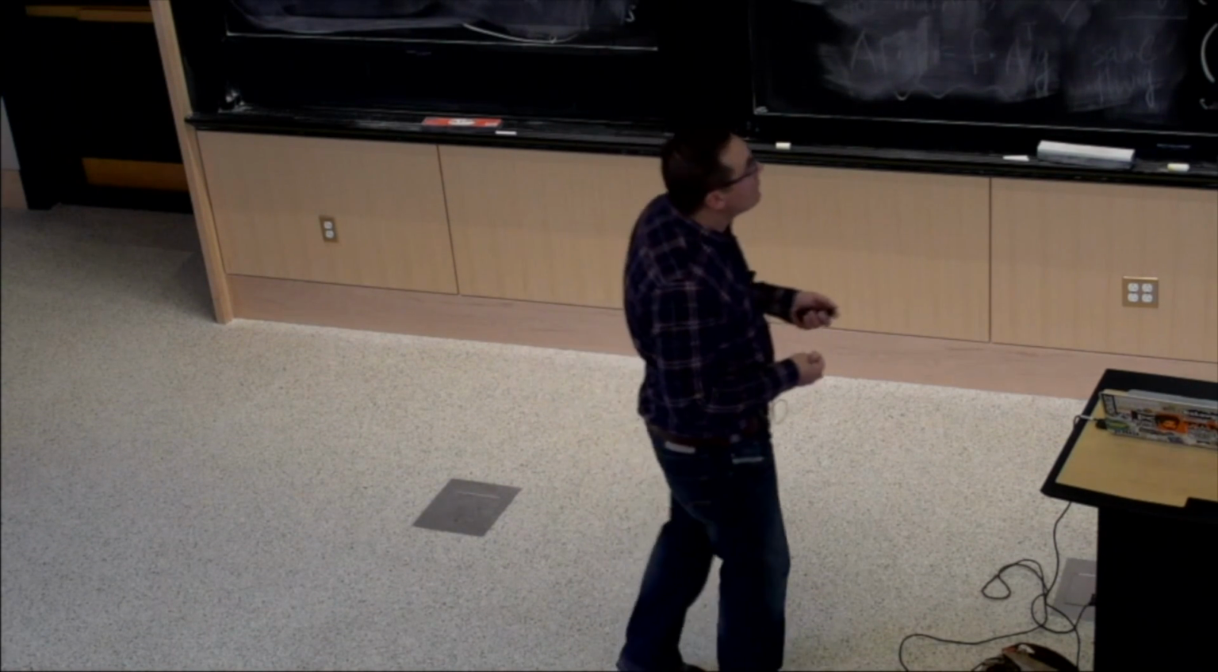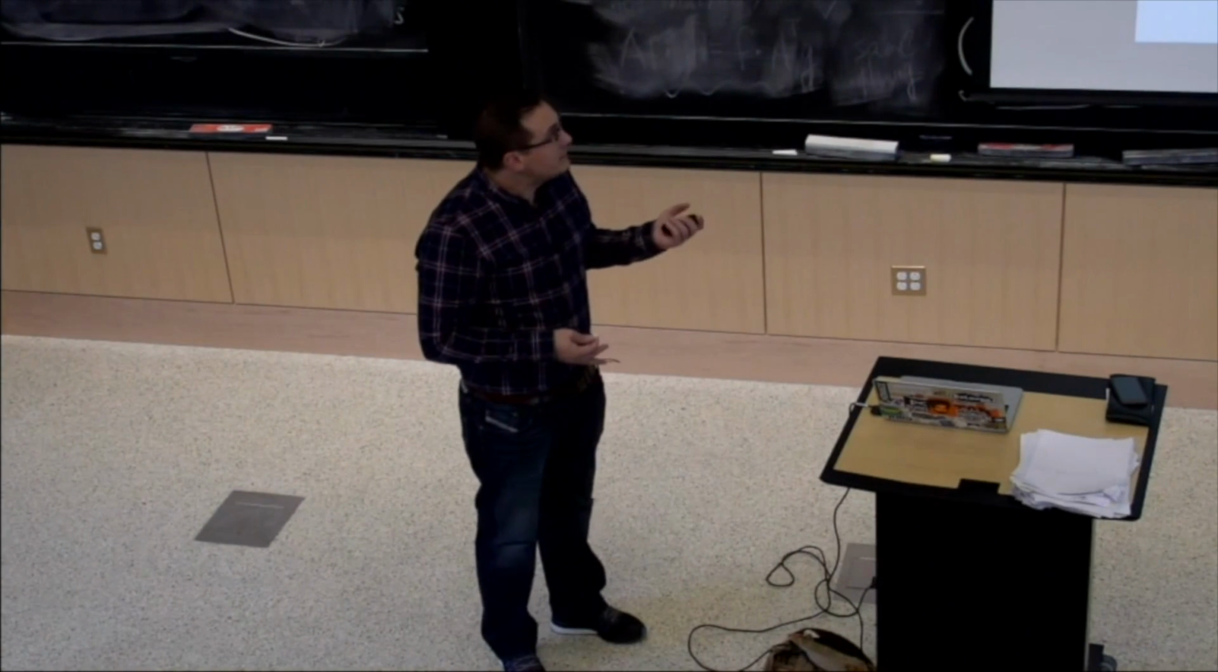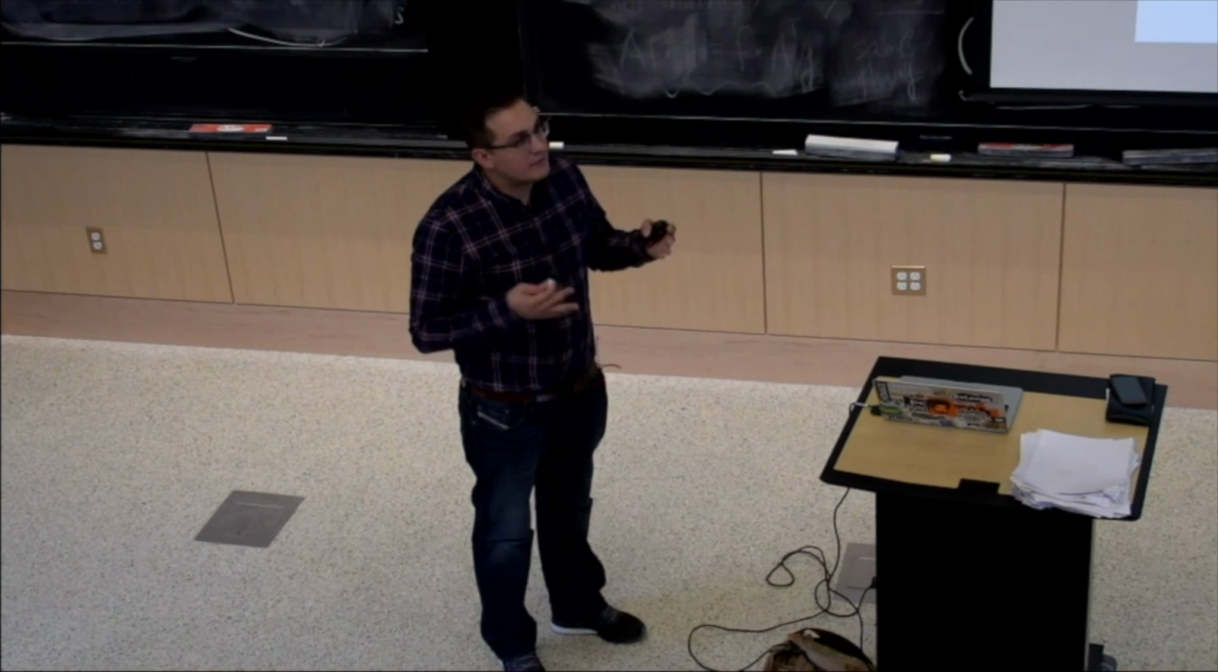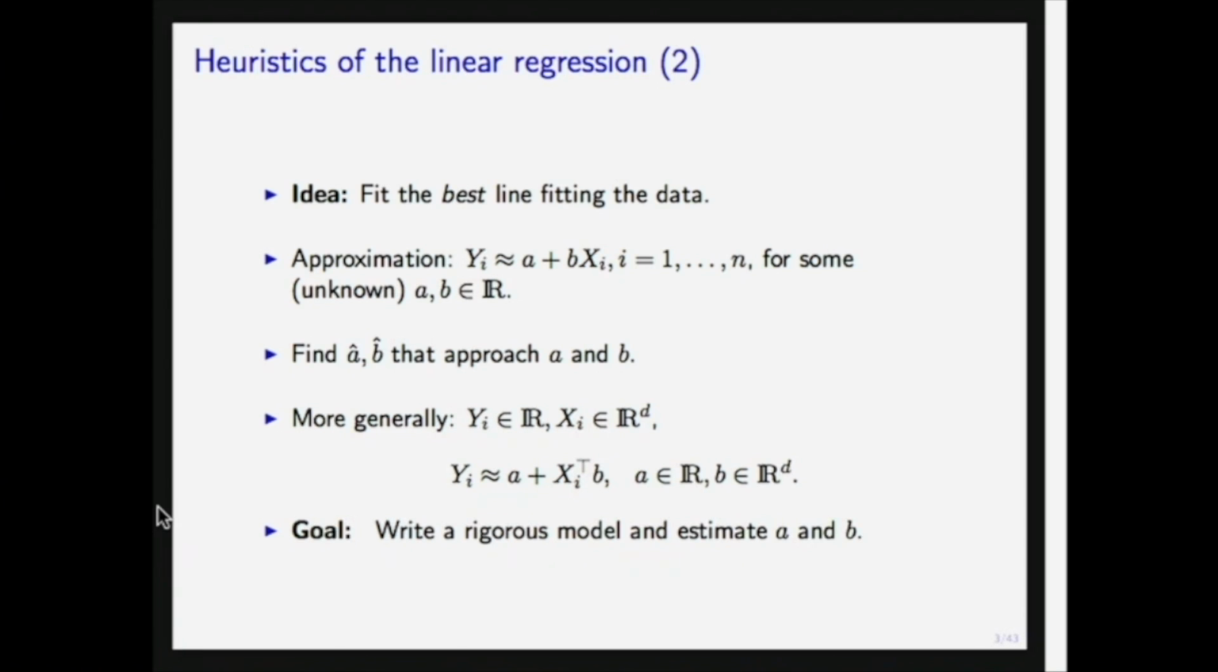All right, and so in practice, the way it's going to look is that we're going to have basically two parameters to find, the slope b and the intercept a.